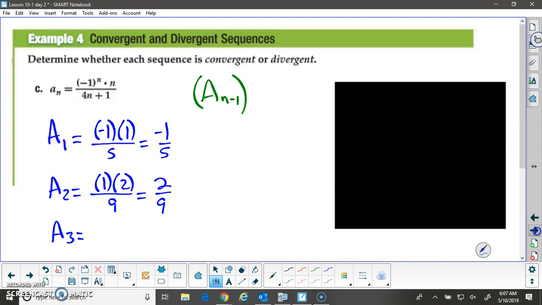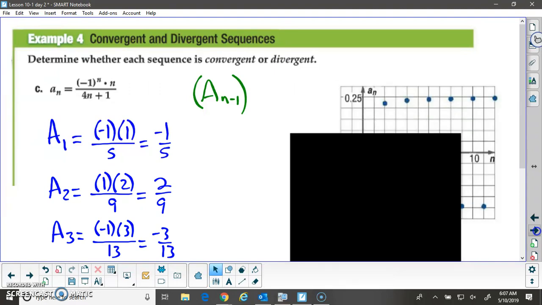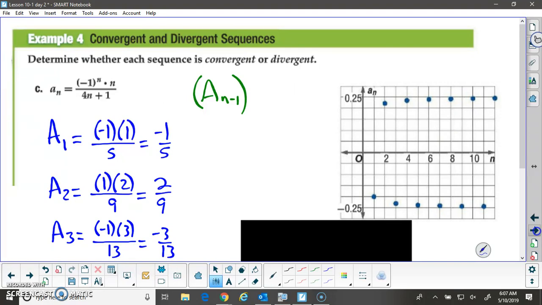And if we find the third term, putting 3 in for n, that's going to give us negative 1 times 3 on the numerator, and a 13 on the denominator, so that's negative 3/13. And as I continue to find these values, if we were to look at the graph of these, you could see that they're alternating positive and negative. The positive values are getting closer and closer to 1/4. The negative values are getting closer and closer to negative 1/4. And so since these values are not converging in on one particular value, they're converging in on 2 different values, we say that this is divergent.